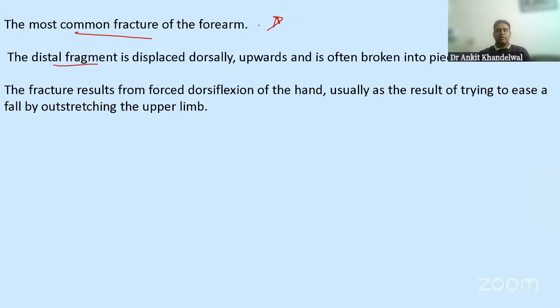The distal fragment goes backward, dorsally upward. So it is like this dinner fork deformity. If you see them from this side, this is the normal part, but in a Colles fracture, it will be like this, right? Like so, that becomes a bit like dinner fork deformity.